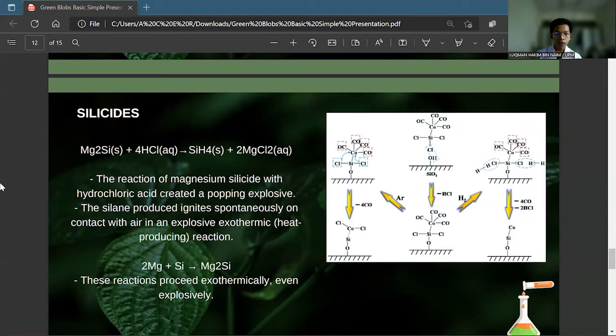As well as the next reaction, 2Mg plus Si becomes Mg2Si. This reaction proceeds exothermically, even explosively, and it's quite dangerous for us to test it out.